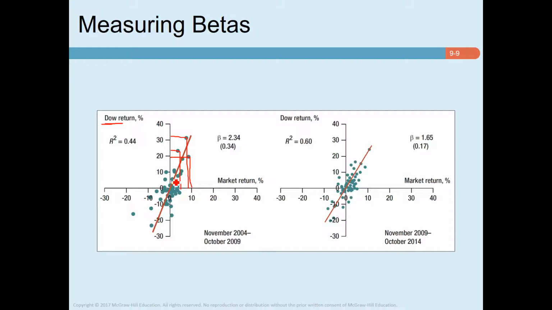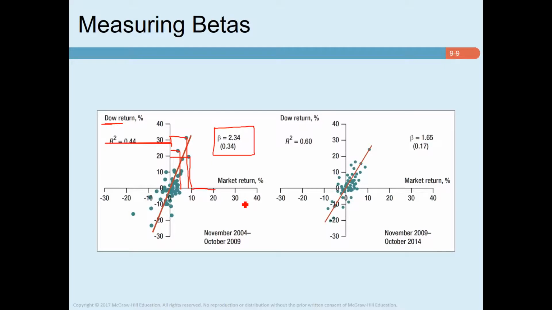And this is a regression line, which is the estimated relationship between the market return and individual stock return. The slope of this regression line is beta, which indicates that for a given change in market return, how much the individual stock return will change. If we run a regression between these two, we find that beta is 2.34.